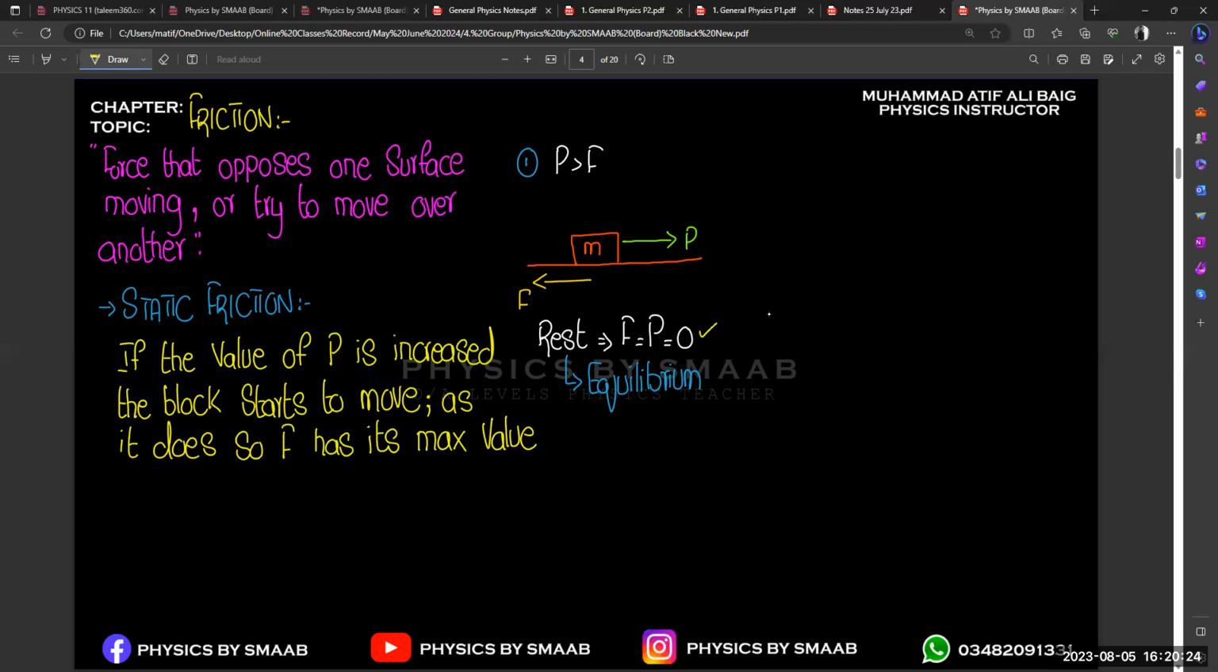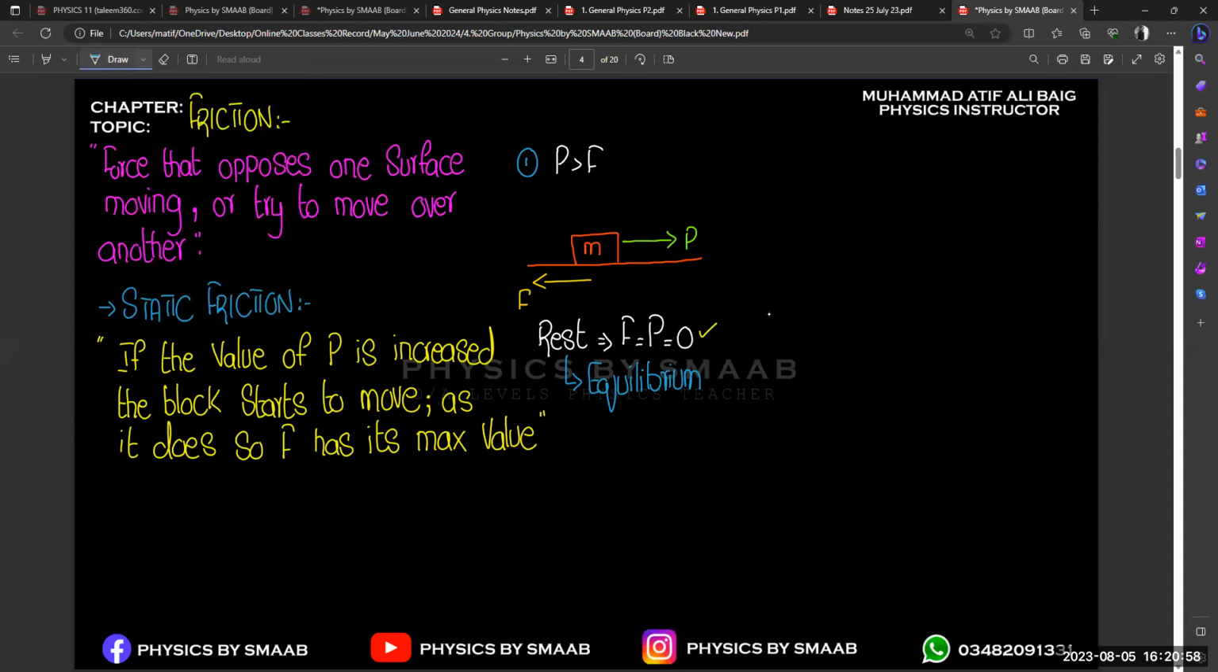So friction has its maximum value, and at this stage, the friction is known as the static friction, right? Because this is the point where we just overcome this value of the friction. That maximum value of friction is known as static friction, right? Because we just overcome the value of friction and we start to move from equilibrium state.